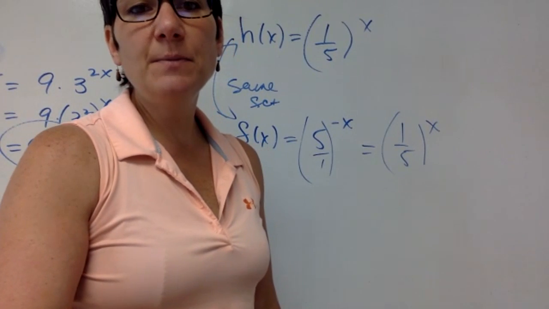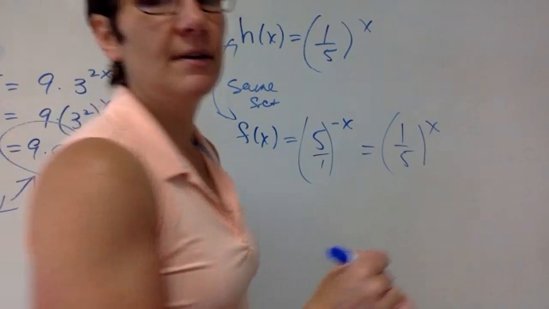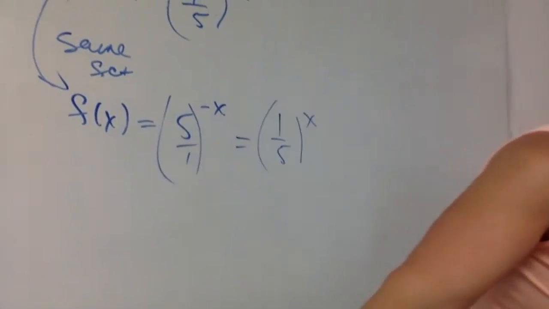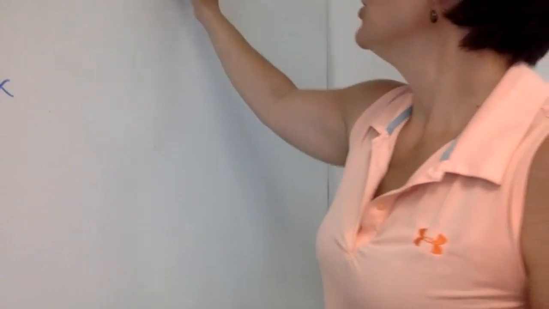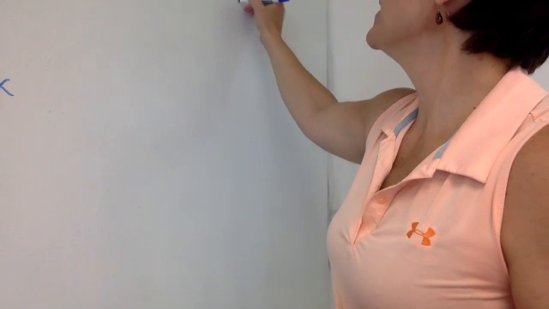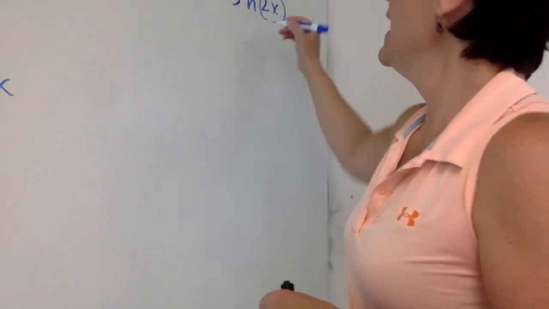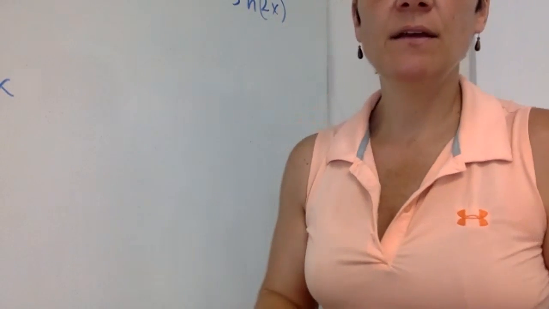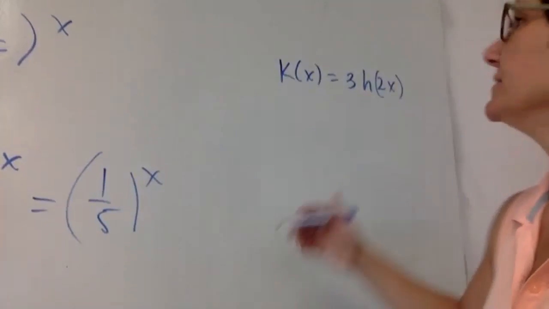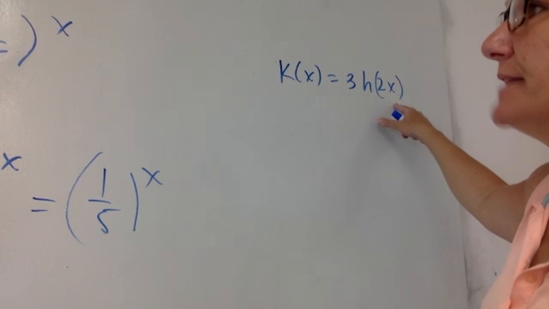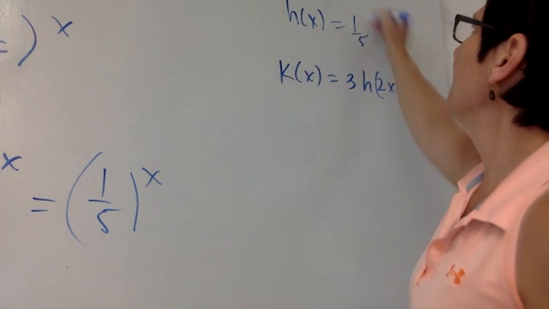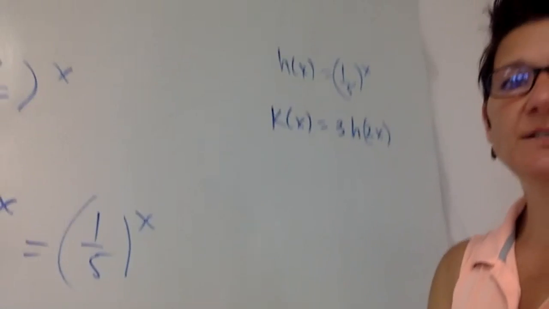And then it's saying simplify k of x equals h of, okay, so we're doing the next one. So it was k of x equal to 3 times h of 2x. And your only goal is to find out what does that yield, okay? All you care about is what does this yield? So it's k of x is equal to 3 times h of 2x. So h of x is equal to 1/5 to the x power. That's what it's equal to.